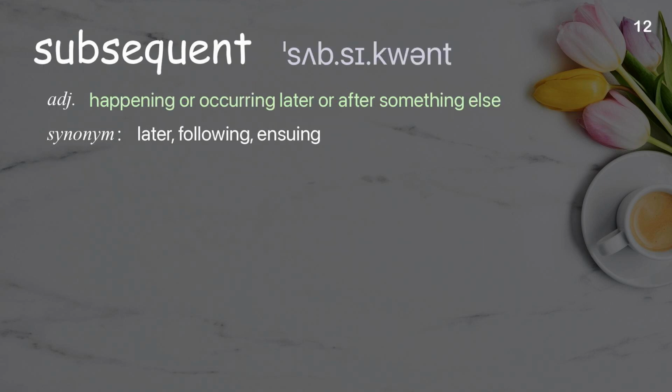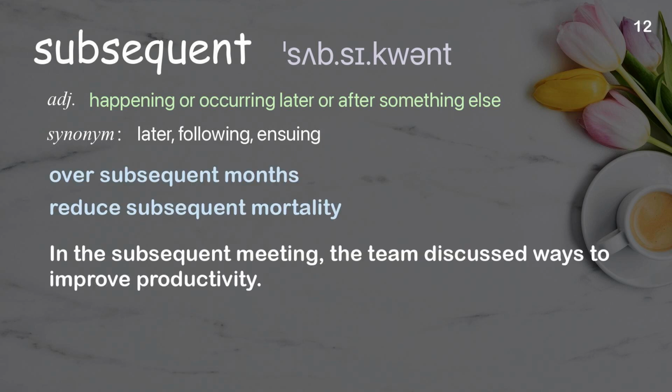Subsequent. Happening or occurring later or after something else. Examples: Over subsequent months. Reduce subsequent mortality. In the subsequent meeting, the team discussed ways to improve productivity.